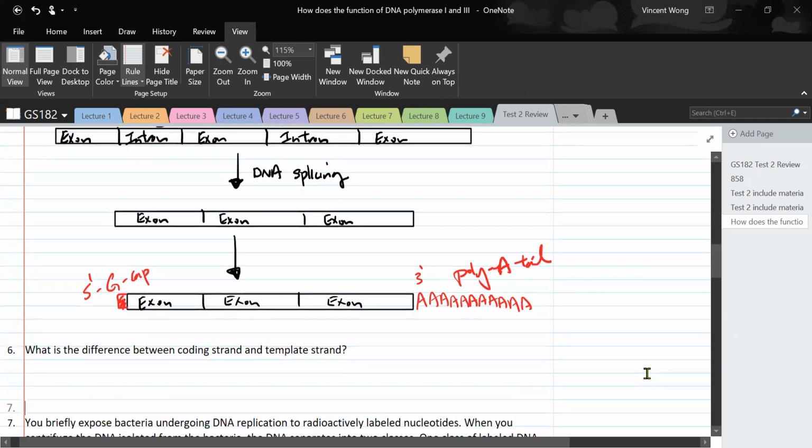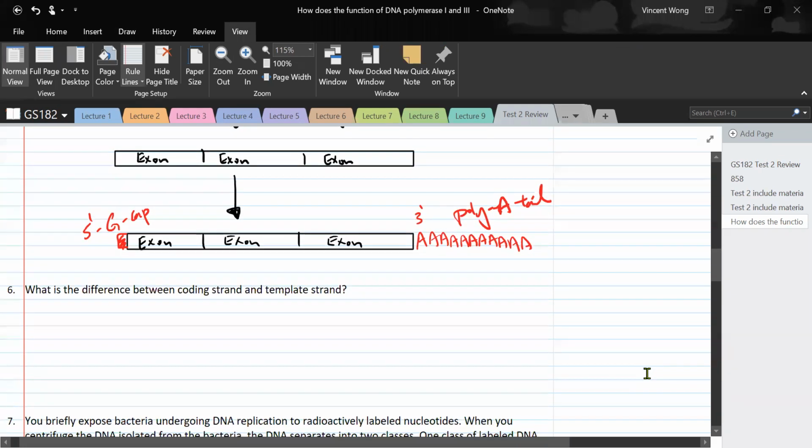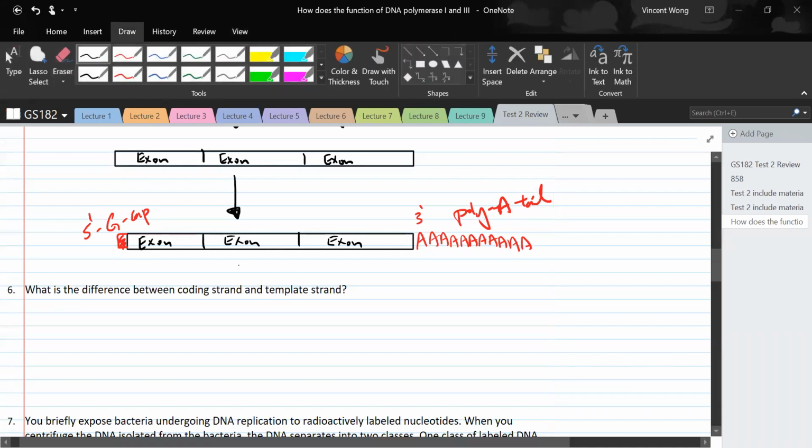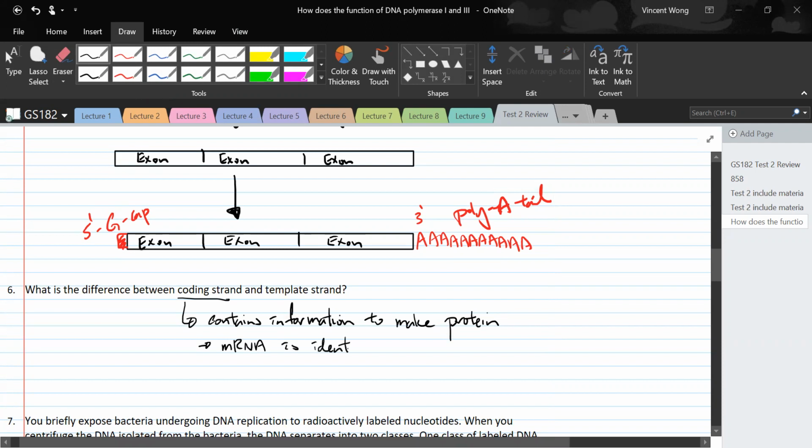Okay, next one. What is the difference between coding strand and template strand? Coding strand is the one that contains information to make protein. Okay, so this is the one that you want to be copying. Right. Messenger RNA is identical to coding strand. Okay. Of course, the T becomes the U.